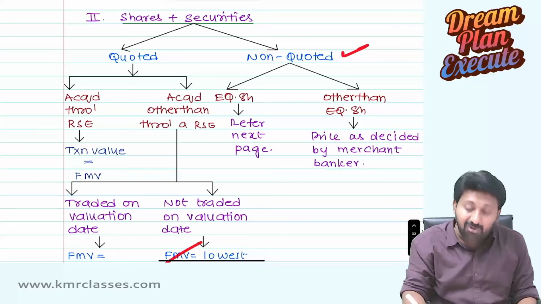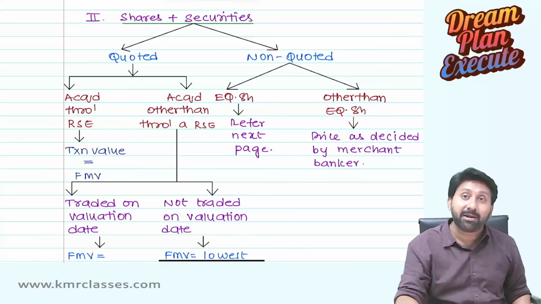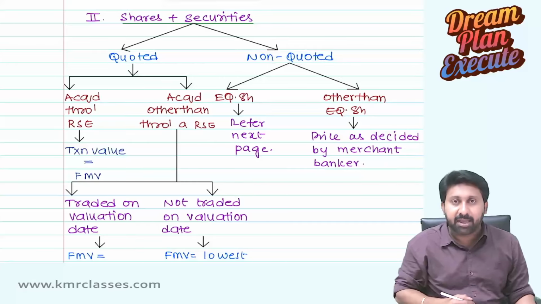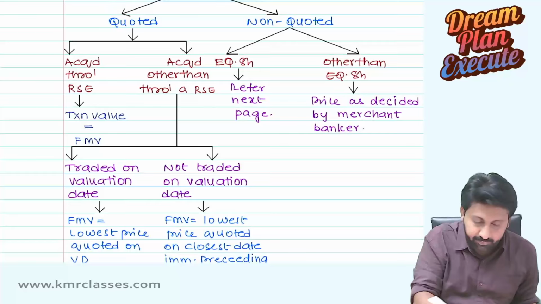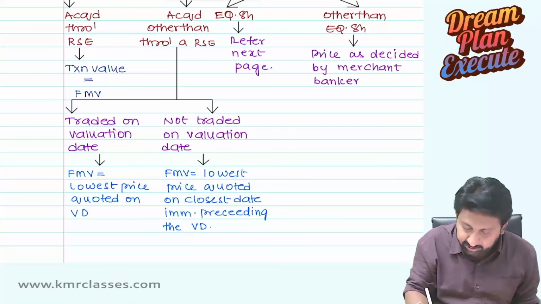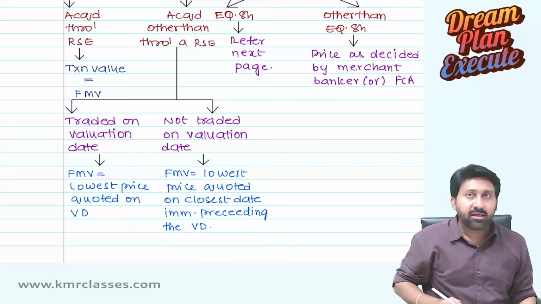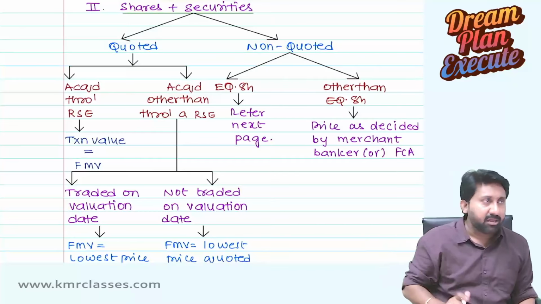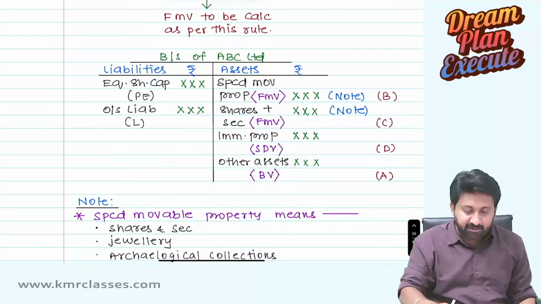Sir, mine is non-quoted. Mine is an unlisted company, an unlisted public company, and those shares he gave me. Then, for other than equity shares, the price decided by a merchant banker needs to be considered, or even an FCA, a fellow chartered accountant. A merchant banker or FCA has to determine the price of other than equity shares, like preference shares, debentures, etc. If it is equity shares, I have written it on the next page.